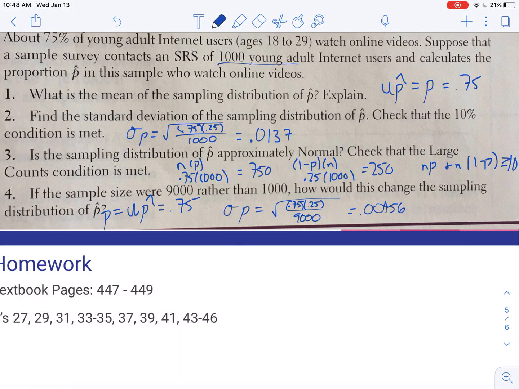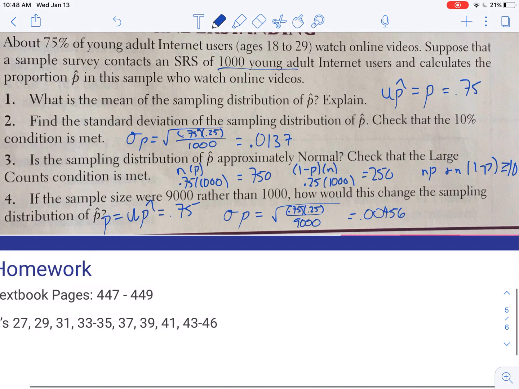So in that first condition, when we had 1,000 people, with that mean of 0.75, we would expect the typical variance from that mean to be about 1.37%. So getting something like 74% of respondents saying that they watch videos, or even 73, even 72, because that's still within 2 standard deviations of the mean, wouldn't be too shocking to us. We wouldn't be shocked if we had 72% of people saying they watch online videos, because it's within 2 standard deviations. Now, with this 0.0045, 2 standard deviations is still less than 1%.